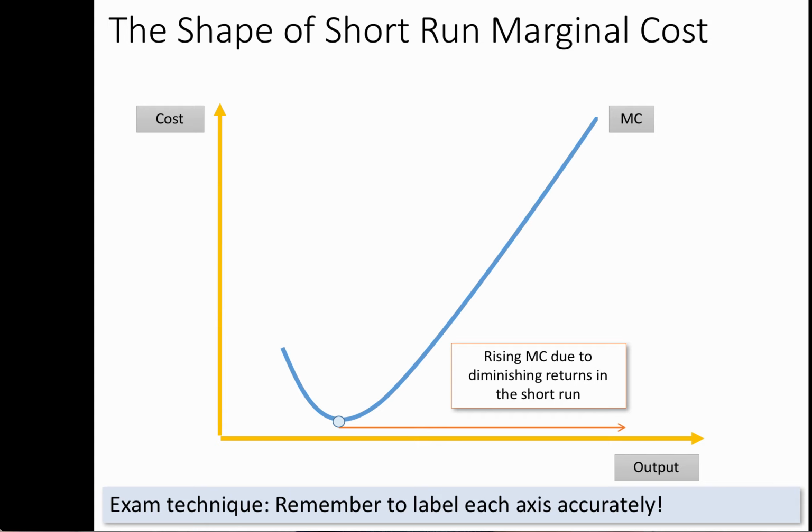Okay, so we've done some cost calculations. Let's just revise the traditional shape of short-term cost curves. A reminder in the exam, please, to label each axis accurately. Cost on the y-axis, output on the x-axis. So marginal cost falls and then rises, and the increase in marginal cost is explained by the law of diminishing marginal returns, falling marginal productivity.